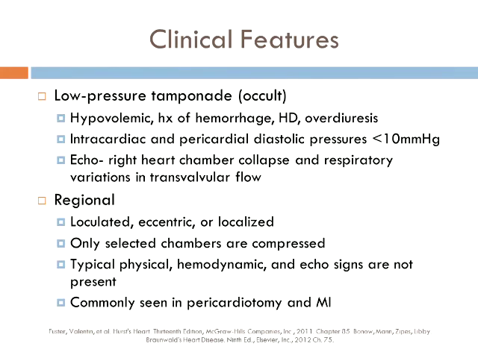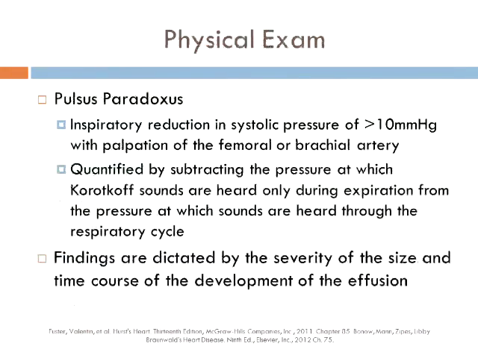Now, pulsus paradoxus, we've all kind of heard this in medical school. It's where we see an inspiratory reduction in systolic pressure of greater than 10. The way we measure this is we take a blood pressure cuff, we take the blood pressure cuff up, and we listen for Korotkoff sounds just during expiration. We take the blood pressure at that point. Then we bring down the blood pressure cuff until we can hear those sounds all through the entire respiratory cycle. And then if we see a difference between those two blood pressure measurements of greater than 10, it's pulsus paradoxus at that point.